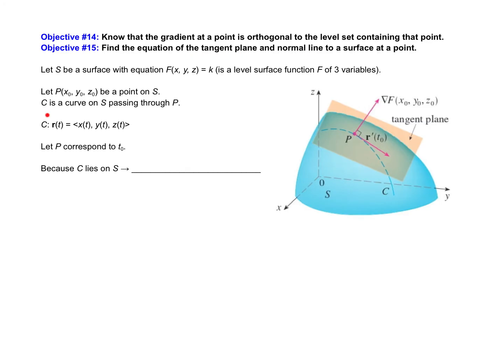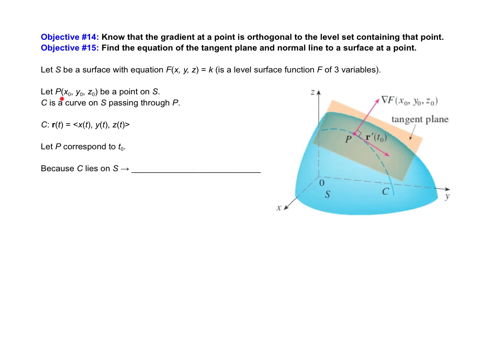So we have a figure here and some pieces of information. Let S be a surface that has some equation equal to k. So it's a level surface of some function f of 3 variables. That's our S here. If we were to graph f of x, y, z, that would be a graph in 4 space. So when we set it equal to some value, we get a level surface, which is this blue figure here.